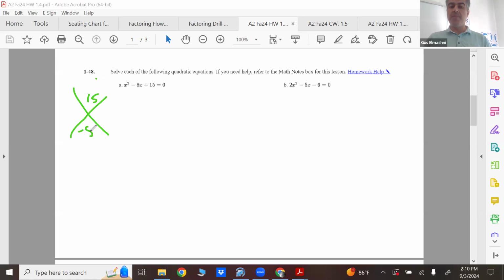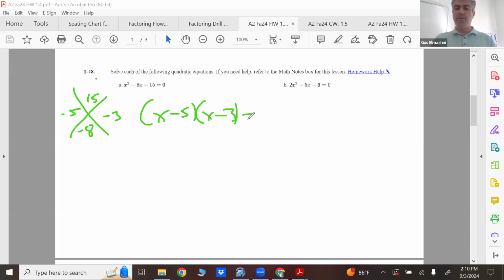-8, very good. If you put the variable, you can. Some people put like x squared and x, if you want to do that, but I just like having the numbers. That's good enough. Now your task is to find 2 numbers that multiply to 15, add to -8. What 2 numbers do that? -3 and -5. Perfect, good. And then you have the answer. That's it.